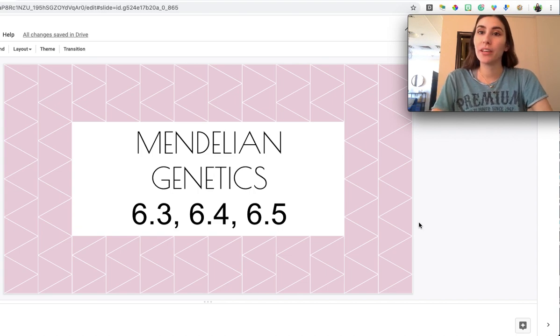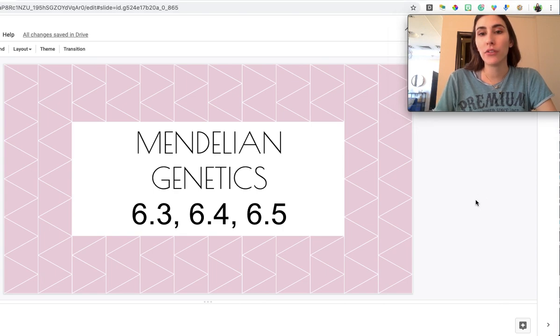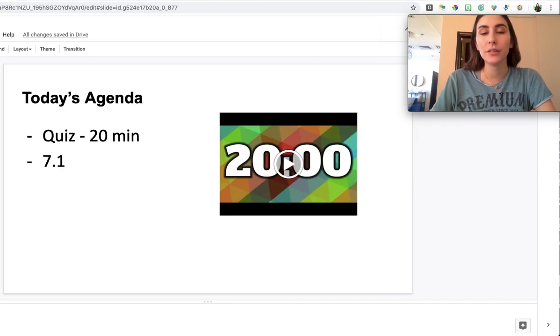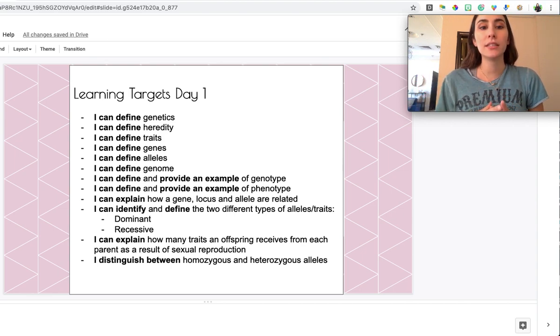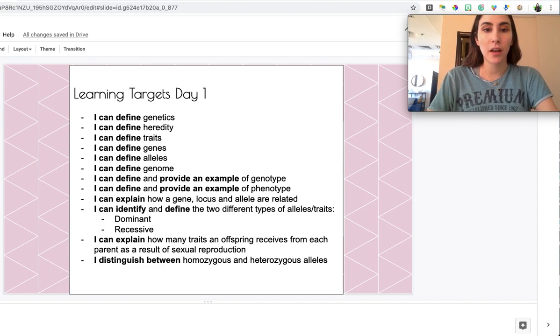Ms. Faye, and today we're going to be covering an introduction to genetics. By the end of today's lesson, you should be able to cover the following learning targets, including: I can define genetics, heredity, traits, genes and alleles, and genome, define and give an example of genotype and phenotype, explain how a gene, a locus, and allele are related, identify and define the two types of alleles, including dominant and recessive, explain how many traits an offspring receives from each parent as a result of sexual reproduction, and finally, distinguish between homozygous and heterozygous alleles.